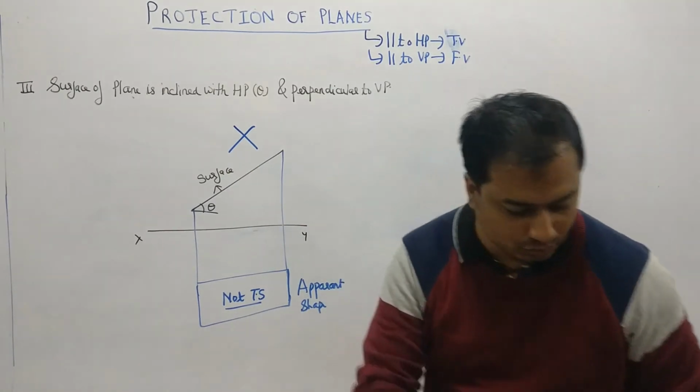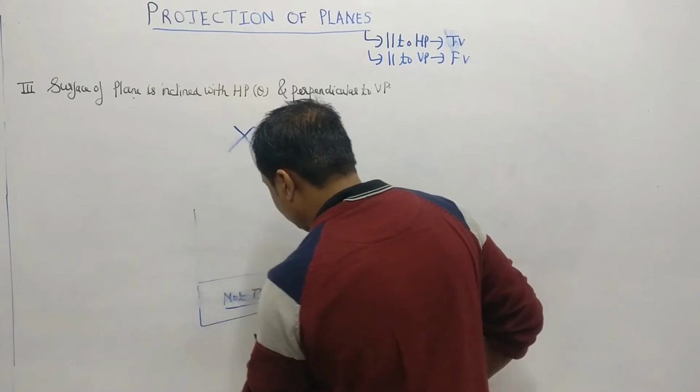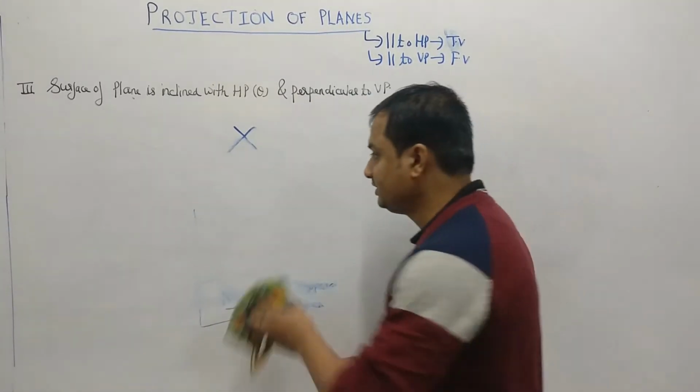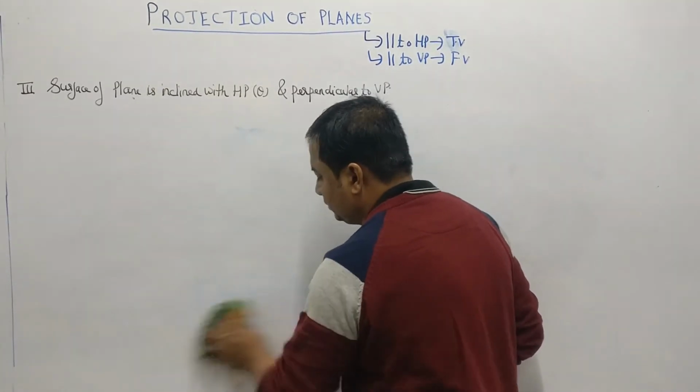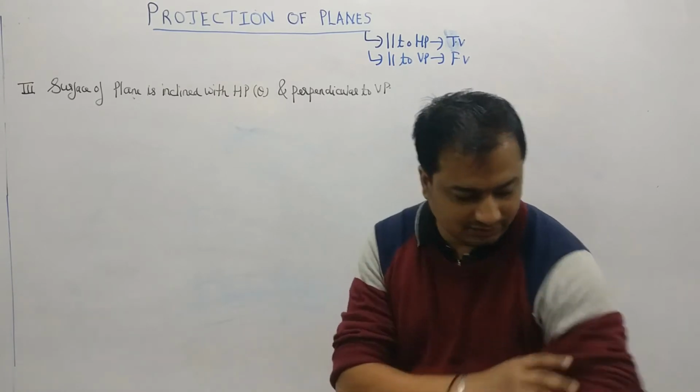No, this is not the way of solving the problem for the inclination with the HP. This is wrong, because we have to start our problem with the true shape of the rectangle, but here we are obtaining the short one. So this is not the way to solve.